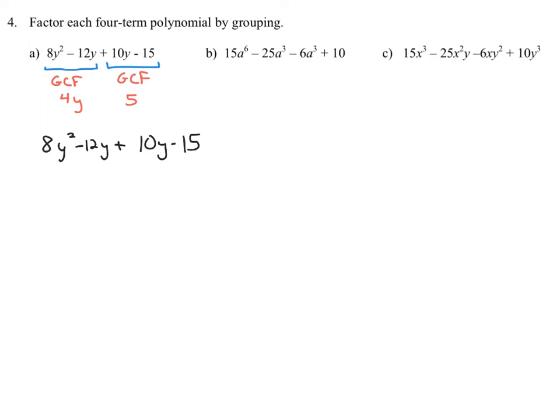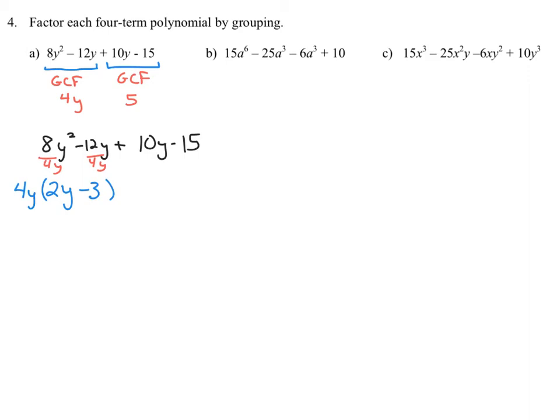So I'm going to factor out a 4y from just the first 2 terms, knowing that factoring out that 4y is the same as dividing both those terms by 4y, bringing that out in front. So 8 divided by 4 is 2, and then y squared divided by y is y. And then the minus 12y divided by 4y, minus 12 divided by 4 is minus 3, and the y divided by y is 1. So that's what we get when we group the first 2, factoring out the 4y, you're left with 2y minus 3.